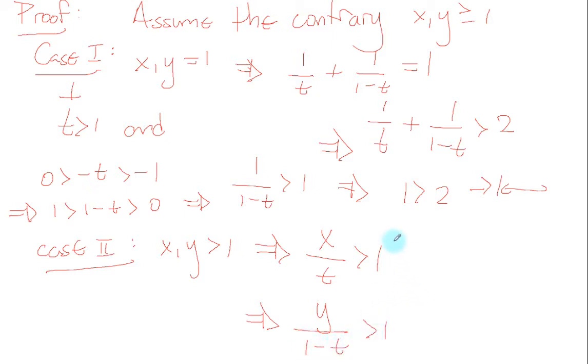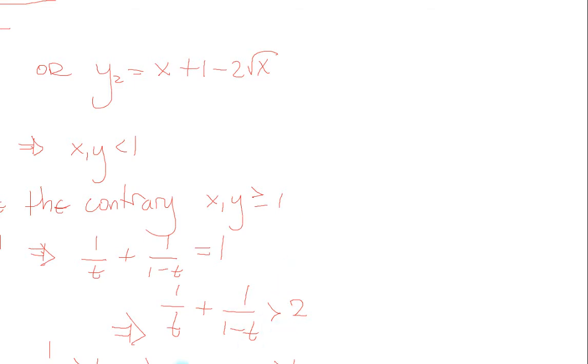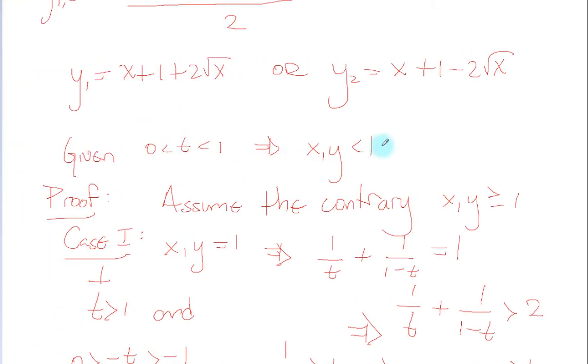So again, we have that x over t plus y over 1 minus t is going to be greater than 2, but this is 1 greater than 2, which is a contradiction. So we have proof that in fact, if t is between 0 and 1, then x and y are less than 1, strictly less than 1.